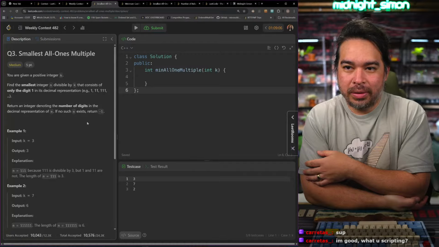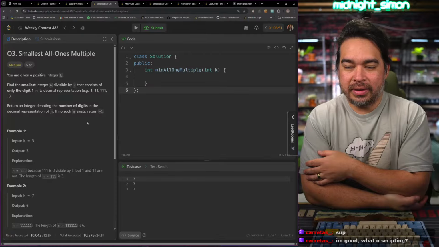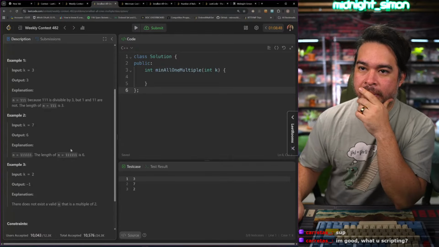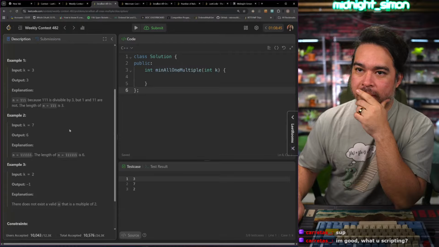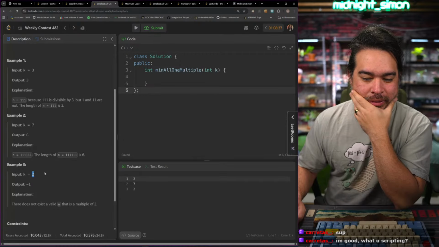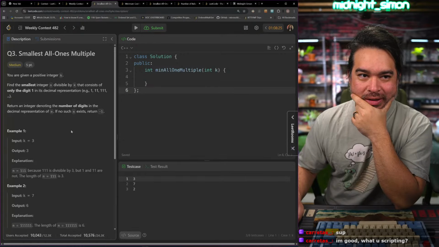Let's look. K equals 3. Say the number is 111, because 1 is not, 11 is not, but 111 is. It's 2. It's impossible. If it's 4, I mean, I can't really test anything.